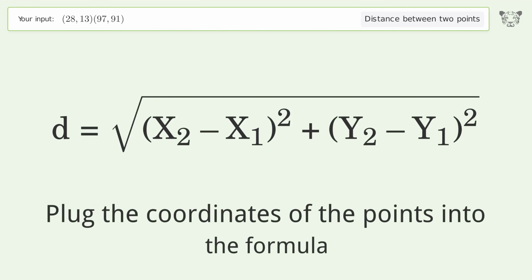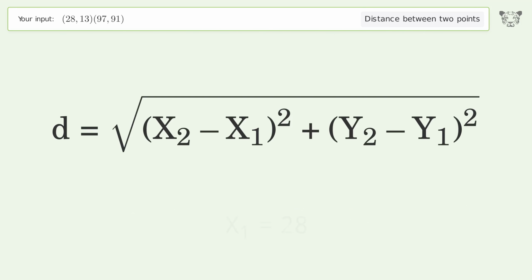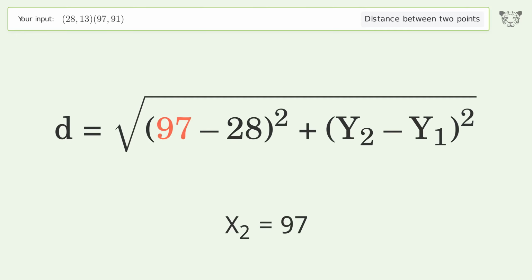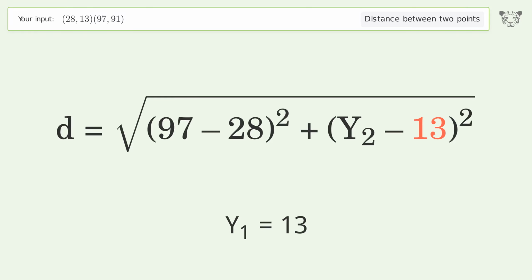Plug the coordinates of the points into the formula. x1 equals 28. x2 equals 97. y1 equals 13. y2 equals 91.